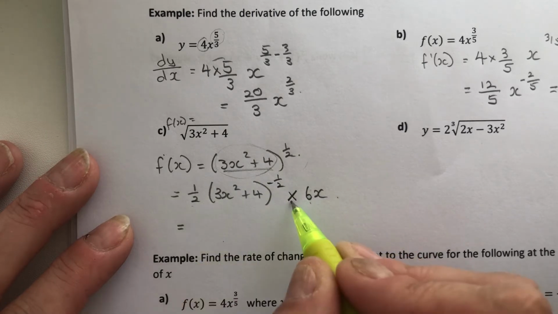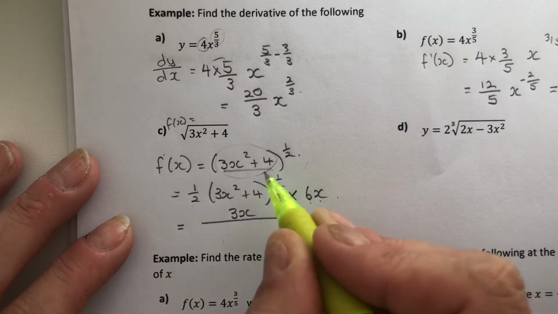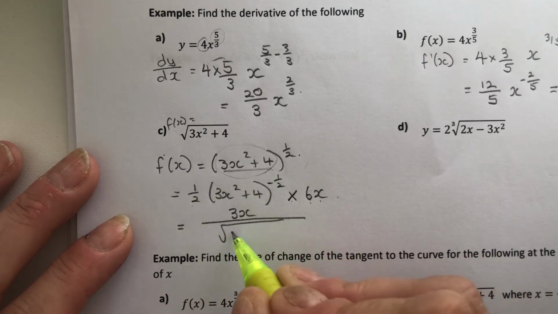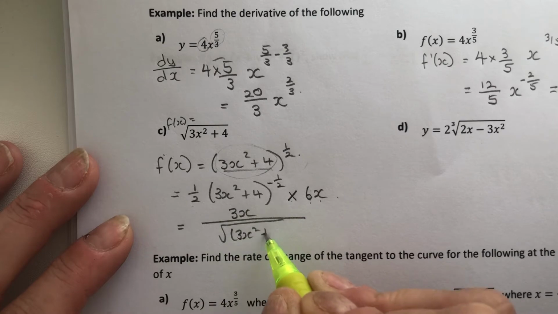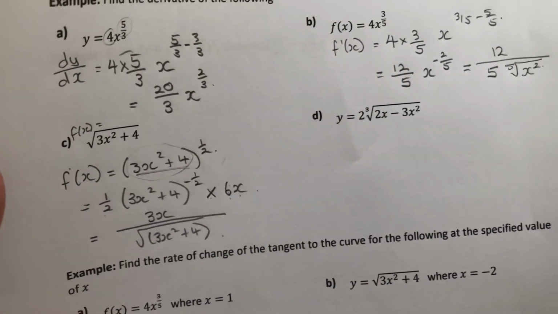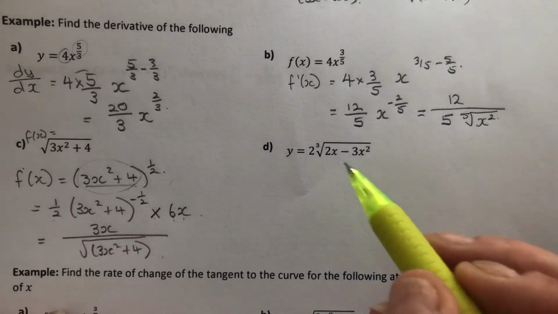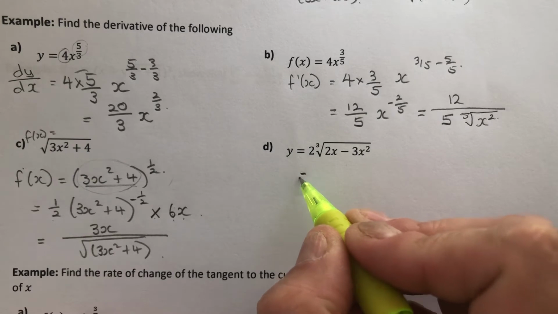So on the top, a half times 6 is 3, so on the top we're going to have 3x divided by square root 3x squared plus 4. So now we're doing differentiating with fractions, including the chain rule, okay? All right, what does this mean?